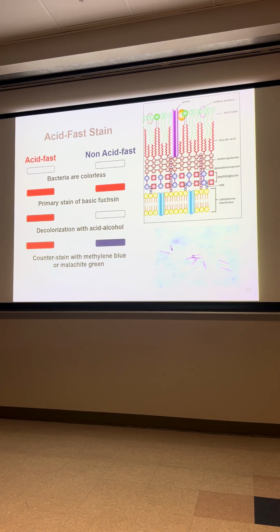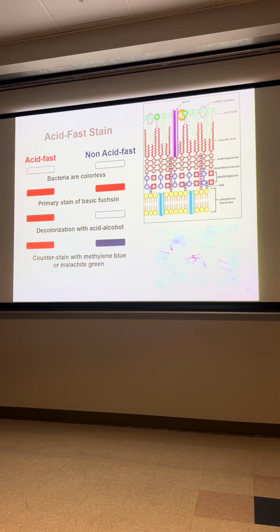Is this only for gram negatives? What do you mean? Once you figure out from a gram stain that it's gram negative, will you do an acid-fast stain? No, acid-fast bacteria are completely different. You have gram-positive bacteria, you have gram-negative bacteria, or you have organisms that make mycolic acid. Those are like Mycobacterium tuberculosis and Nocardia, and they're very different.